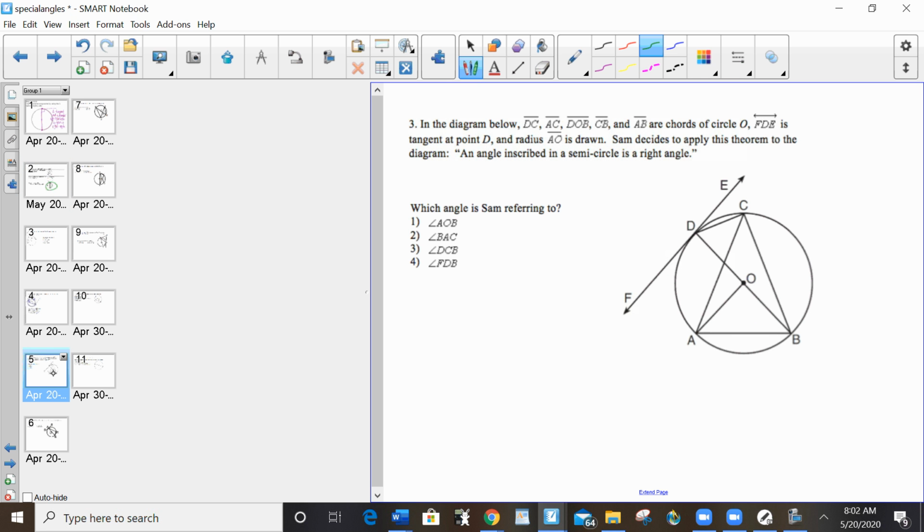Angle AOB. First of all, is angle AOB an inscribed angle? No, it's a central angle, so that can't be an angle inscribed in a semicircle as a right angle.